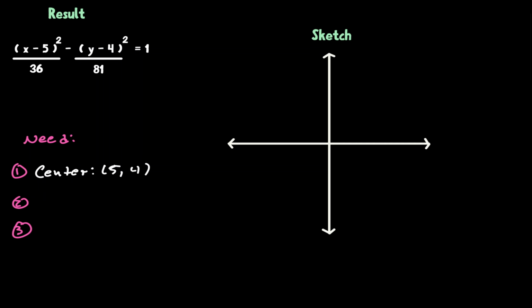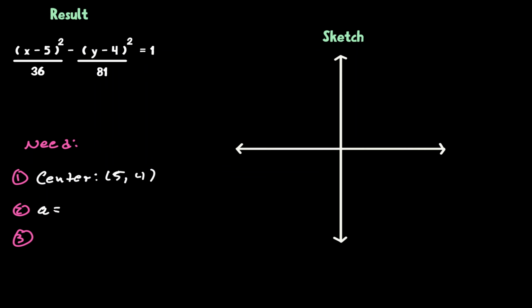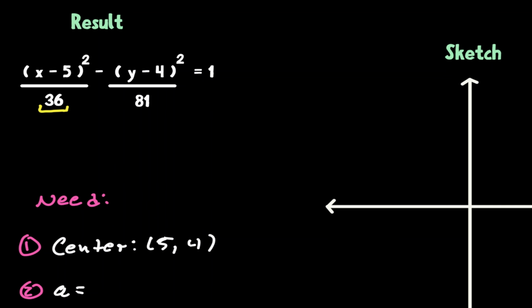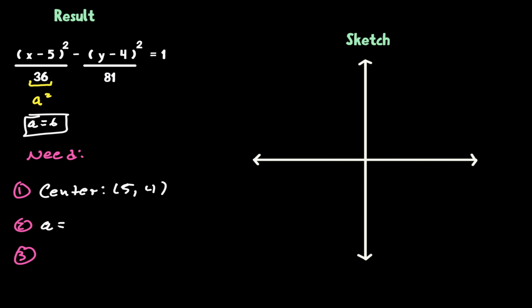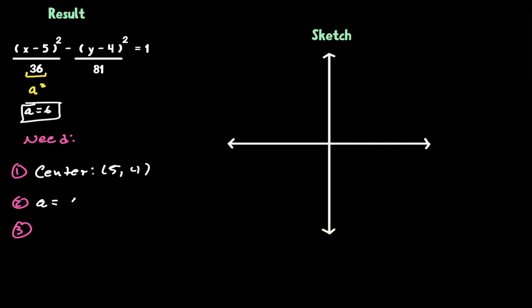Another thing that is needed is the length of a, which is the distance from the center to the vertex. a will always be located at the denominator of our first term. Well, if it's 36, think about which value raised to the second can give you 36. That will be a value of 6.